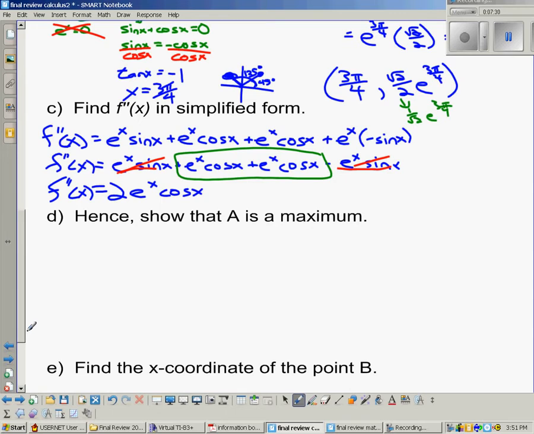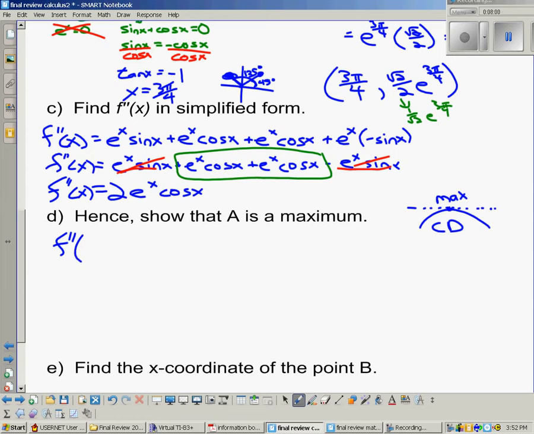Hence, show that a is a maximum. So using what you just found, namely the second derivative, show that a is a maximum. What we need to know for a to be a maximum is that we found already there's a horizontal tangent there. We need to show that it's also concave down. Because if we've got a horizontal tangent and concave down, there's no other possibility than a max. That's what the second derivative test says.